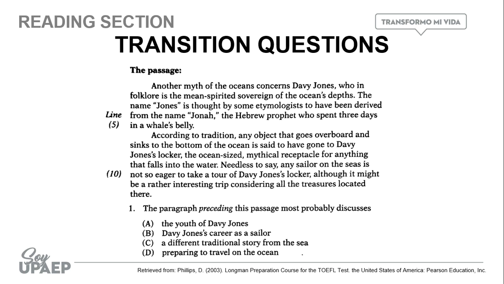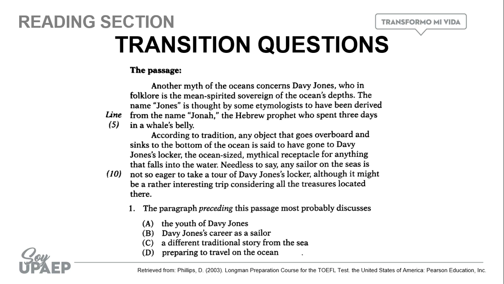So what do we do in order to determine the information before the first paragraph that you can read? We have to read the information on the first line. The information on the first line is going to show us connections to what could have been mentioned in the previous passage. So, for example, in this case, we have four options. We have the youth of David Jones, David Jones' career as a sailor, a different traditional story from the sea, preparing to travel on the ocean.